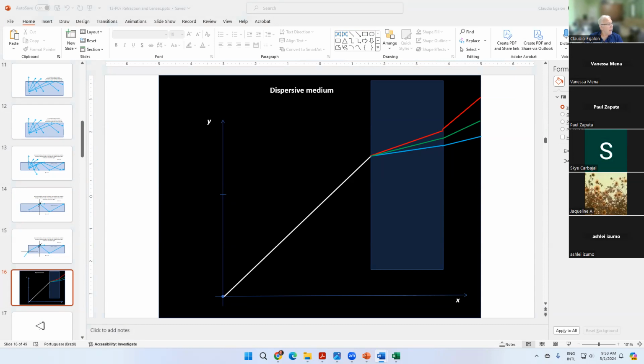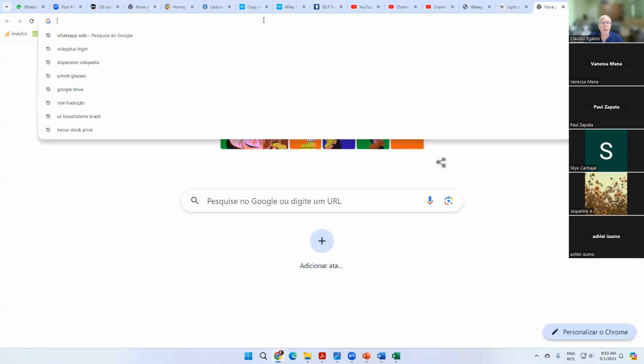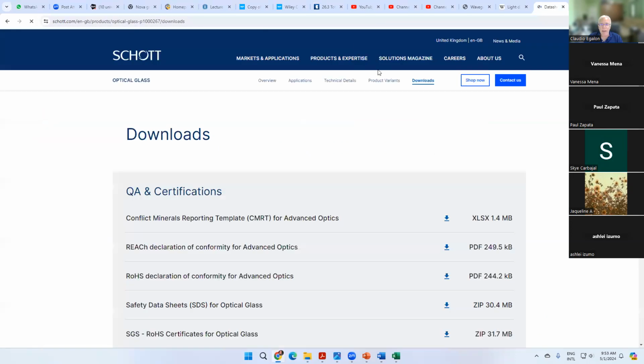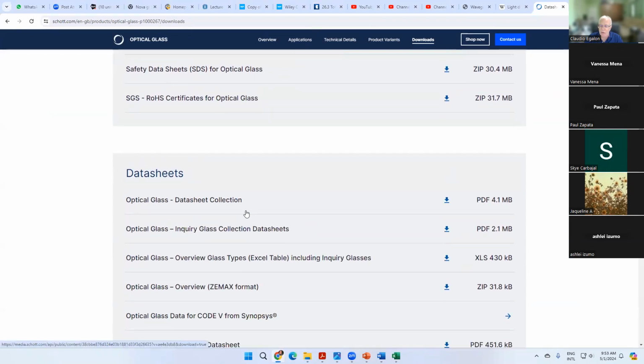Schott glass website. Oh yeah, here you go. I have the Schott glass website reference. Let's see if I can get that for you, so you can see the actual numbers for real glasses. I had recorded it in my notes from last year. Let's see if this one is safe. Data sheet, optical glass, data sheet collection. Okay, let's see if this one, 4.1 megabytes, has what I want.